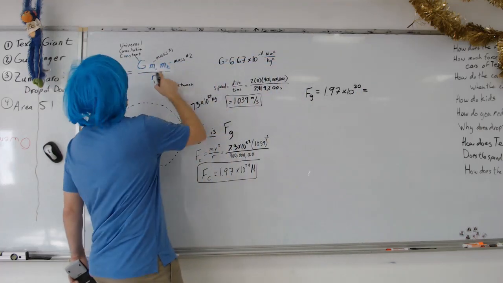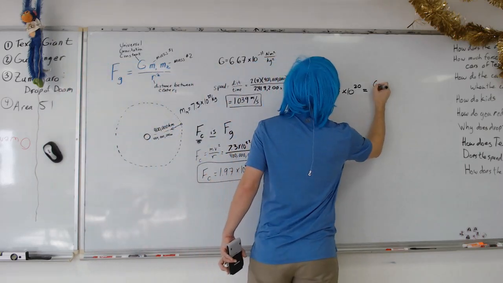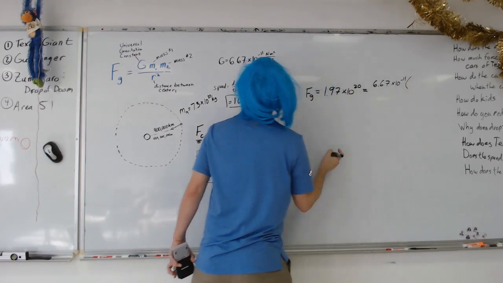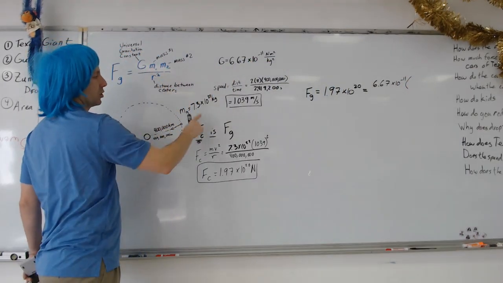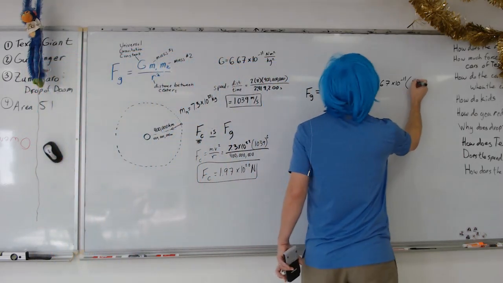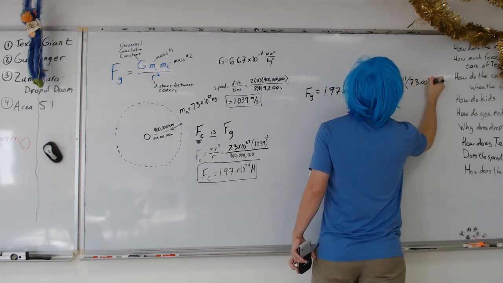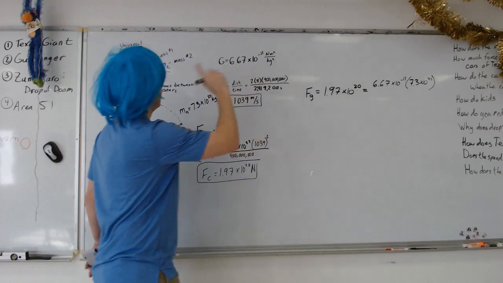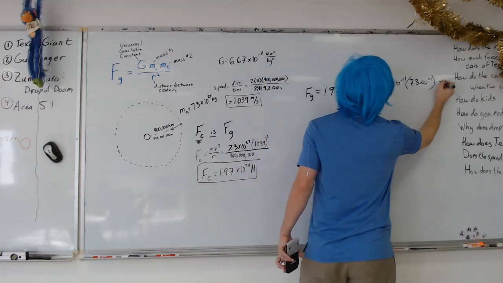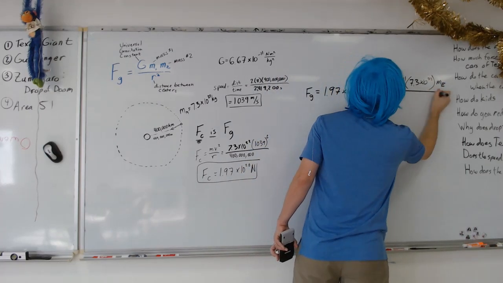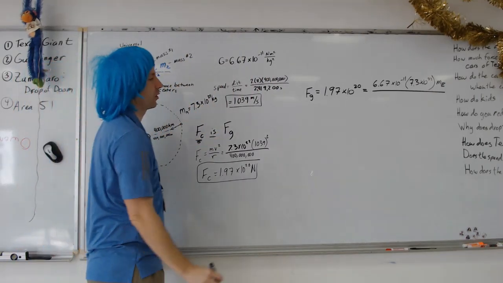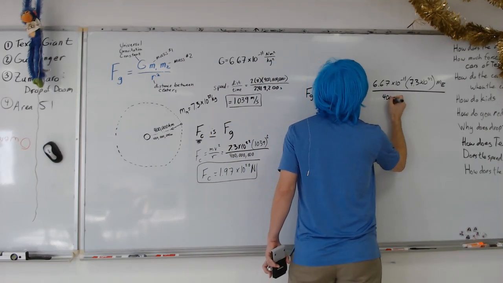equals G, which is 6.67 times 10 to the negative 11th, times m1, which I'll go ahead and use the mass of the Moon, which was that 7.3 times 10 to the 22nd, times mass 2. Mass 2 is the mass of the Earth. That's hopefully what I'm going to be able to find. All divided by the distance squared, which still is that 400 million meters.